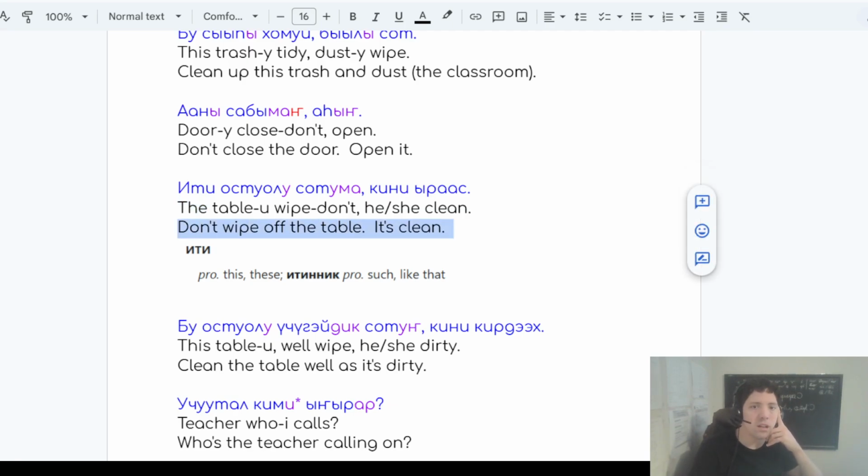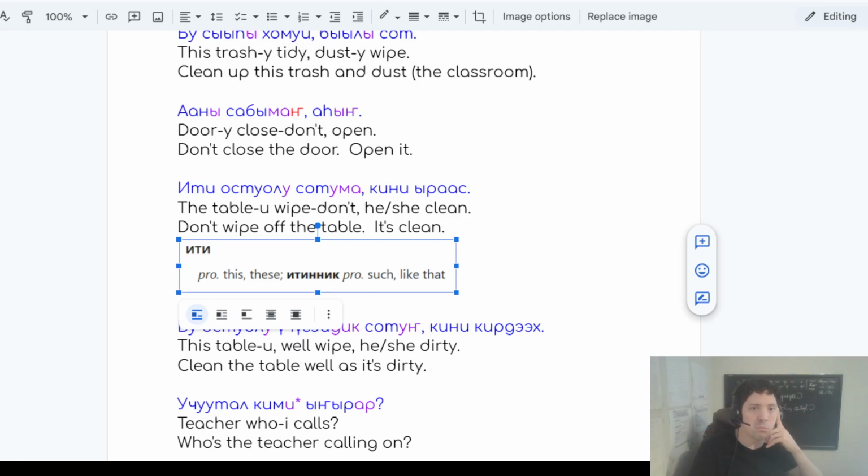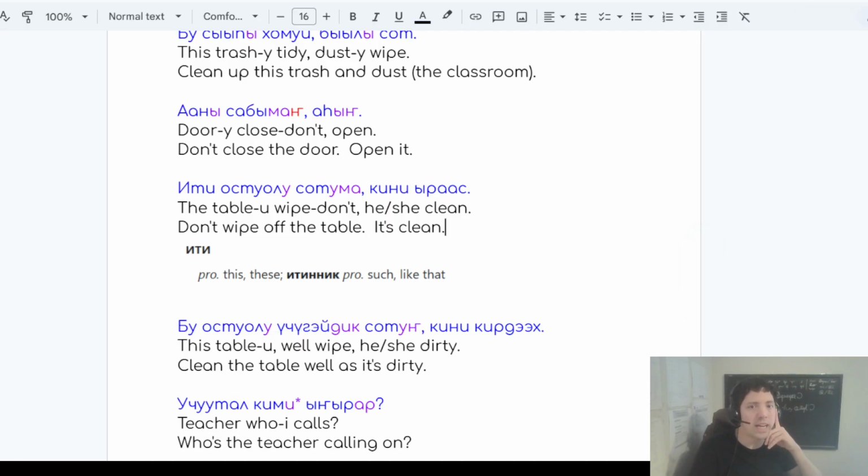It's clean. Oh, and there's another word there that might be useful for you. Itinik, such or like that. Neiyang in Chinese. Koroke in Korean. I forget it in Japanese. Sore. I think it would just be sore.